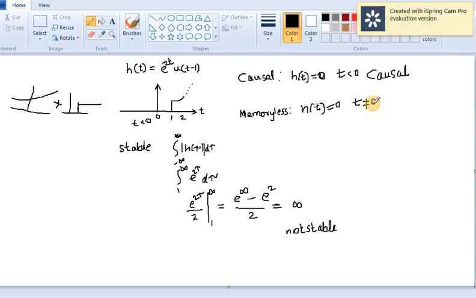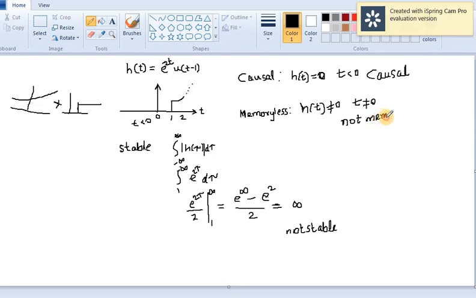But for t not equal to 0, meaning 1, 2, 3 and so on, it could be, and even on the left side. But on the right-hand side, when t is 1, 2 and so on, the values of the signal exist. Hence, our h of t is not equal to 0 for t not equal to 0. So, the system is not memoryless.